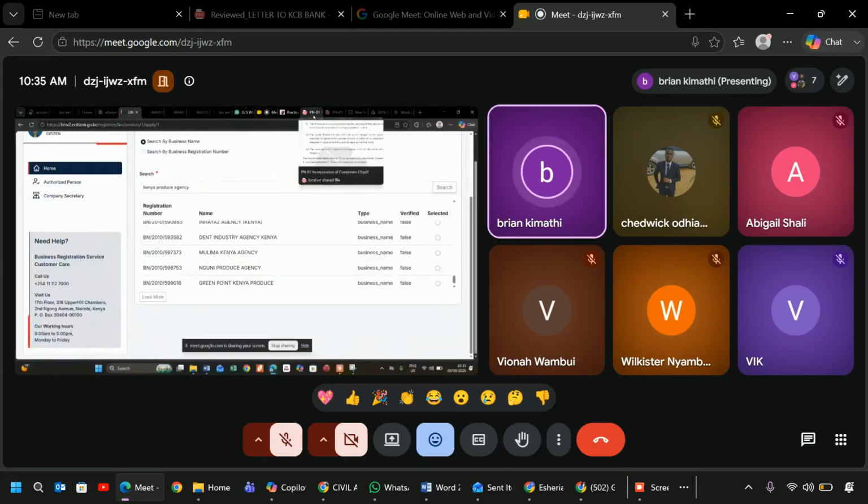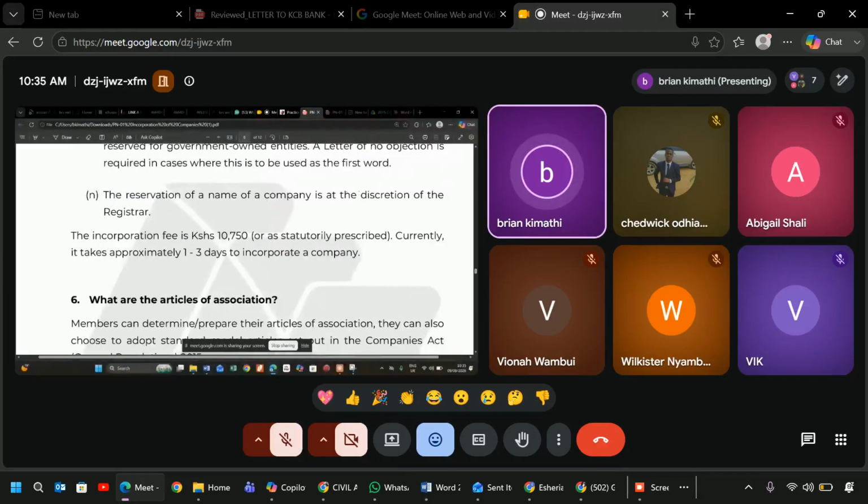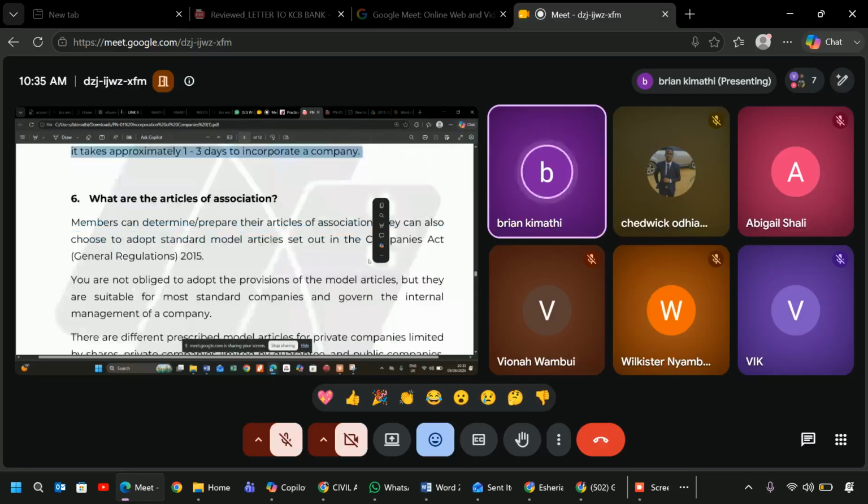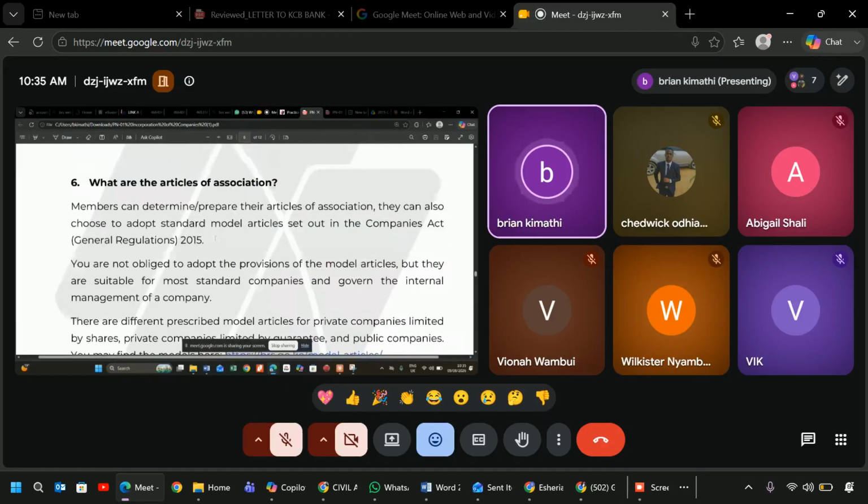Let me proceed. The reservation of a name of a company is at the discretion of the registrar. So it's the registrar to reserve the name for you. It's not you to prescribe to the registrar. The incorporation fee is 10,750, or as otherwise prescribed, and it currently takes 1 to 3 days to incorporate a company. True, by the way, they are very quick about registering companies.